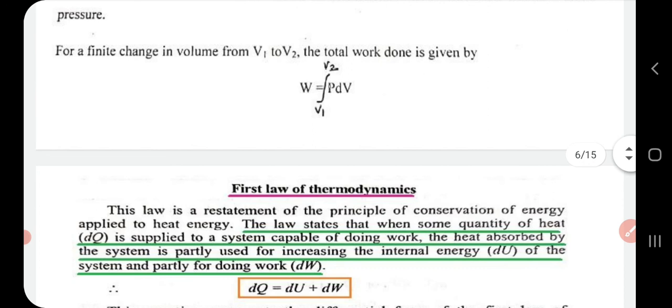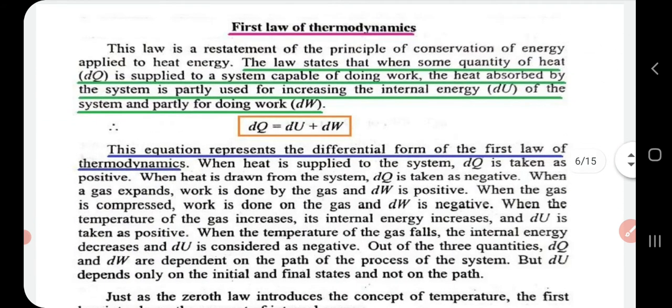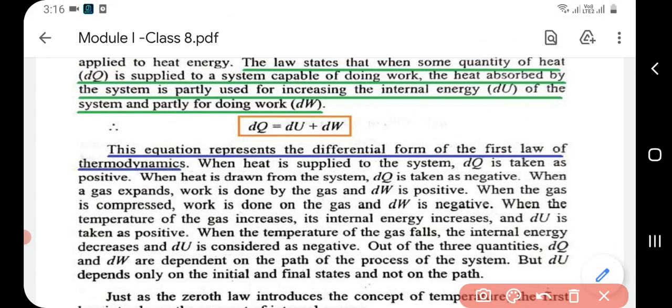Now what is the first law of thermodynamics? This is very important. It is a restatement of the principle of conservation of energy applied to heat energy. You will be asked to state the first law of thermodynamics, and you will be asked to write its mathematical representation. The first law of thermodynamics states that when some quantity of heat, that is dQ, is applied to a system capable of doing work, then the heat absorbed by the system is partly used for increasing the internal energy dU of the system and partly for doing work.